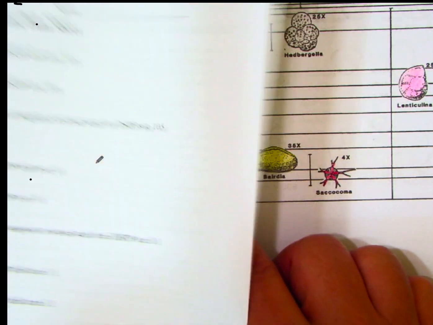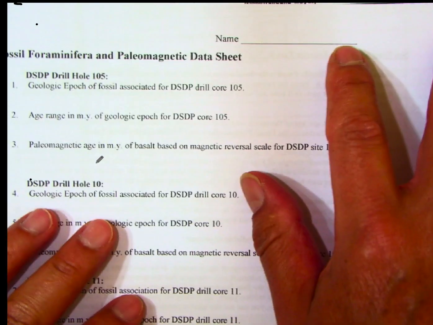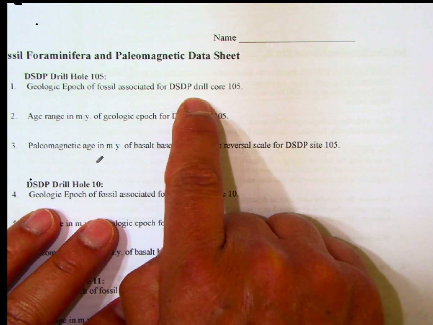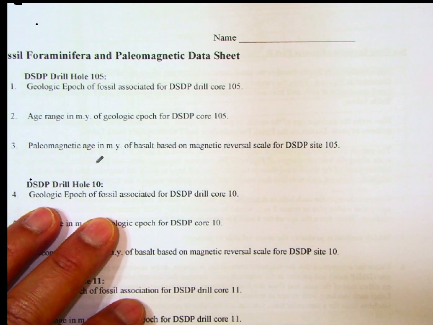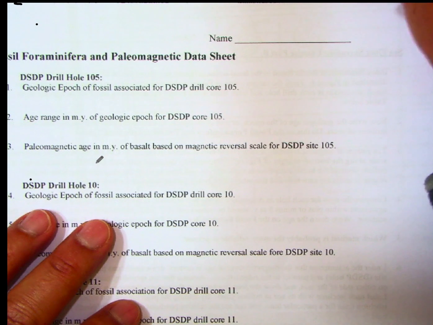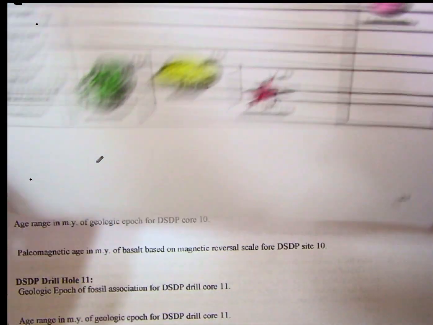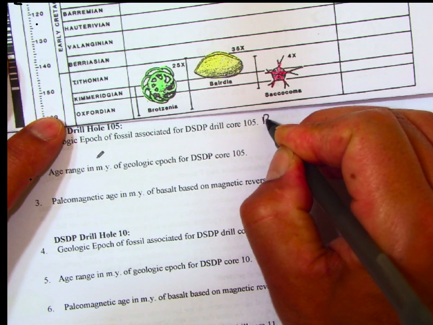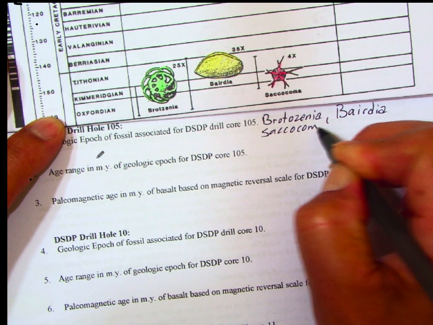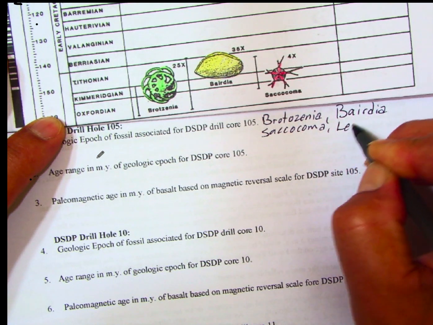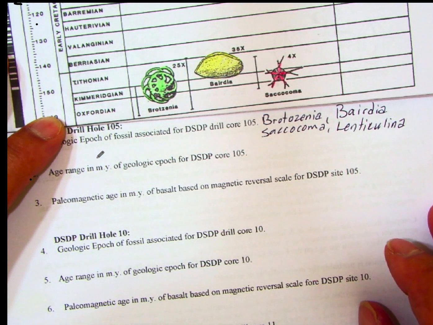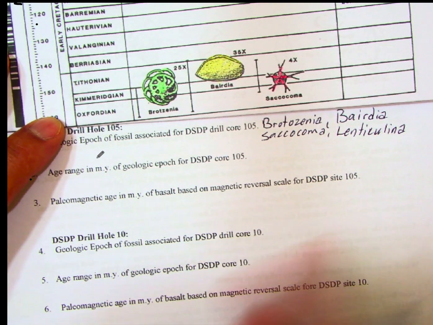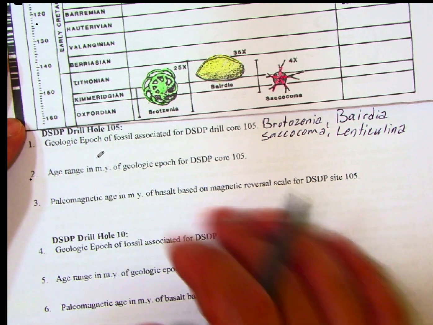So on our fossil foraminifera data page, we want to see the geologic epoch associated with the fossils at hole 105. But before we do that, let's just name those fossils so we have them all here in order. So for these, we're going to have Brotozenia, Biardia, Sacocoma, and Lenticulina. So I'd like you to write those down, because you're going to be doing the other 3 holes, right? And so we want to figure out the key thing.